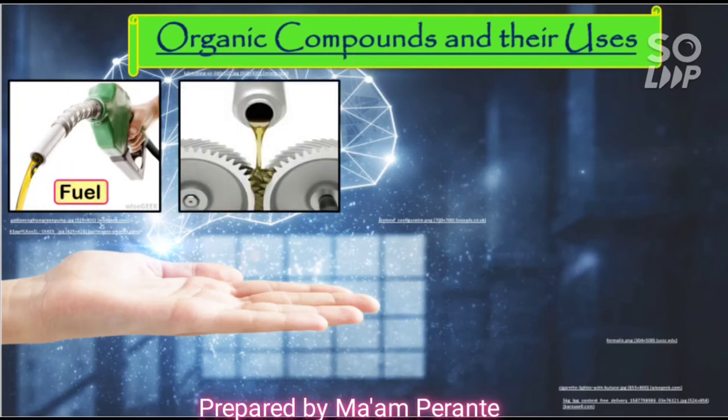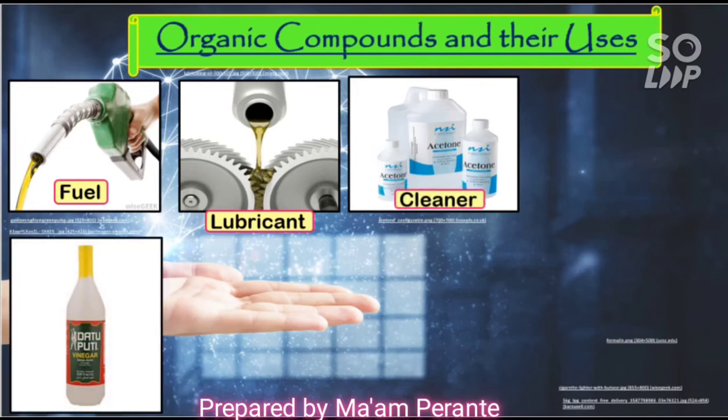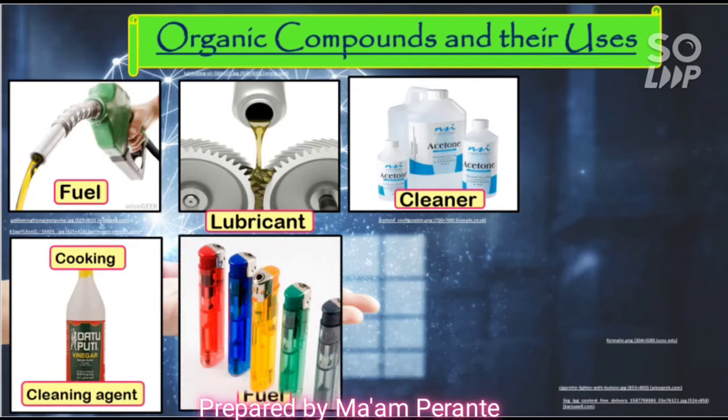Aside from that, lubricating oil is used as a lubricant. While acetone, are you familiar with that? It is used as nail polish remover or simply a cleaner. The vinegar or the acetic acid, you can use that in cooking and also as a cleaning agent. So as a cleaner. And then butane is the fuel that can be found in lighters.